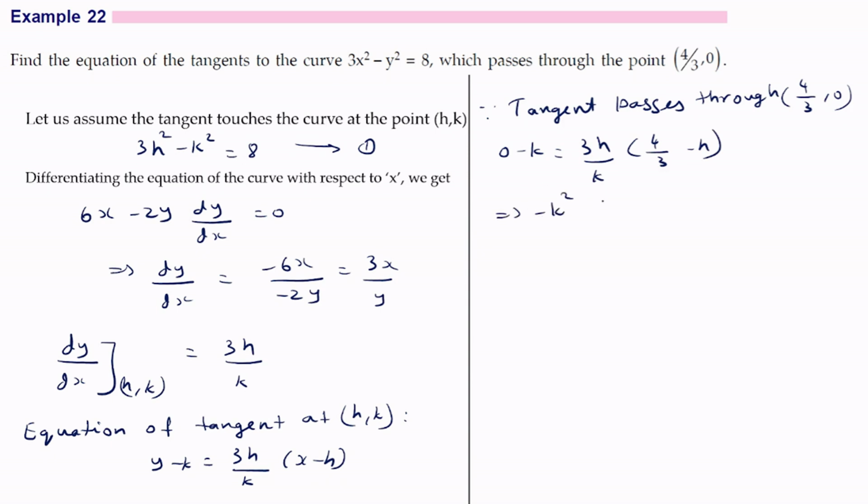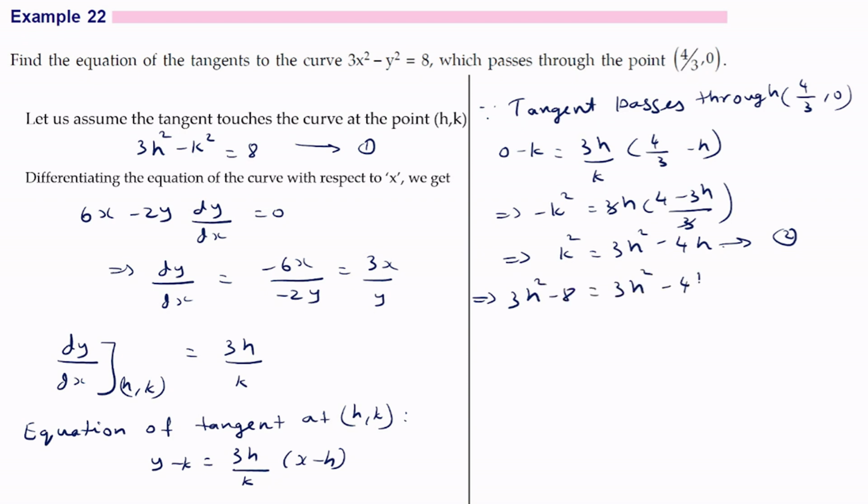So from this we get −k² = 3h(4 − 3h)/3. So we get k² = 3h² − 4h. Let us take this as equation 2. Now from equation 1, let us substitute k² as 3h² − 8. This implies 3h² − 8 = 3h² − 4h. So from this we get h = 2.